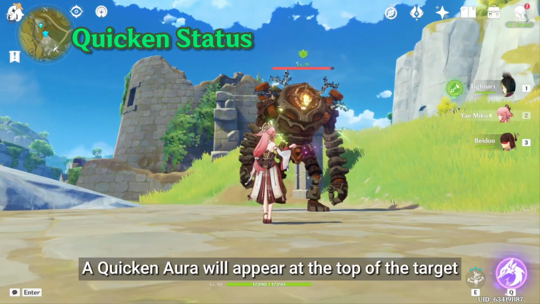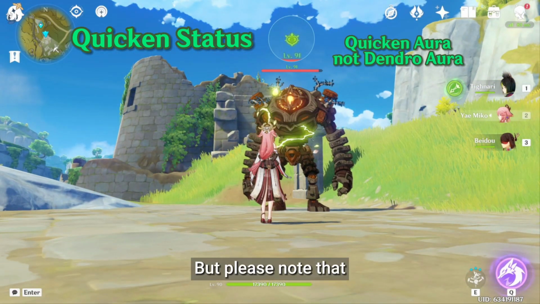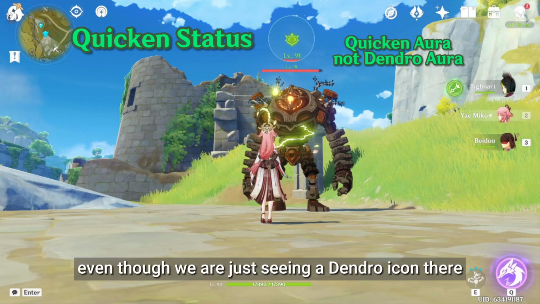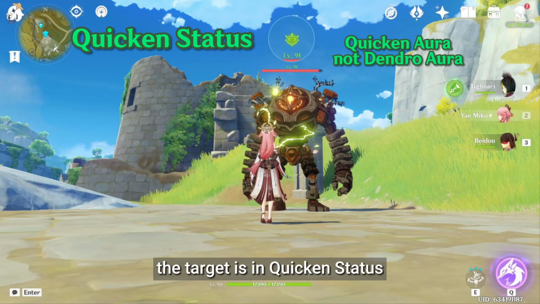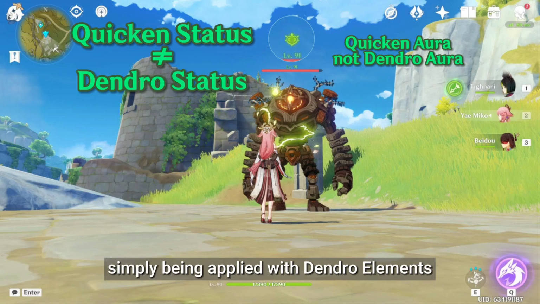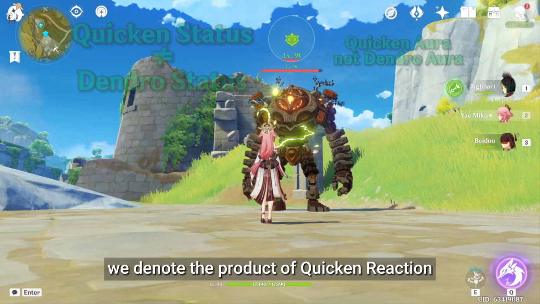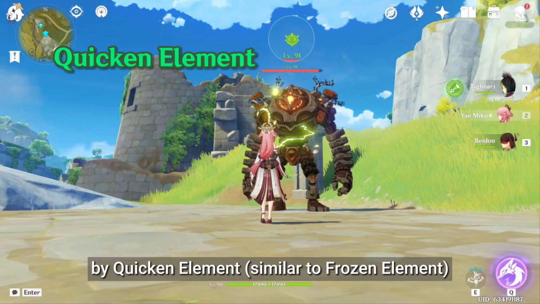A Quicken aura will appear at the top of the target, but please note that even though we're seeing a Dendro icon there, the target is in Quicken status, and this is different from simply being applied with Dendro element. To make things easier, we denote the product of Quicken reaction by Quicken element.